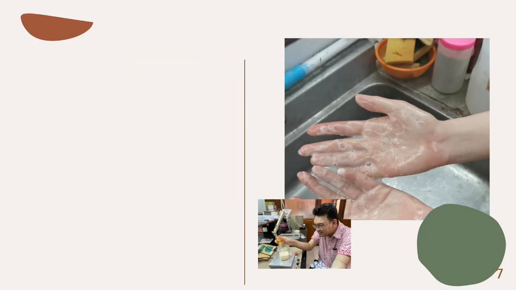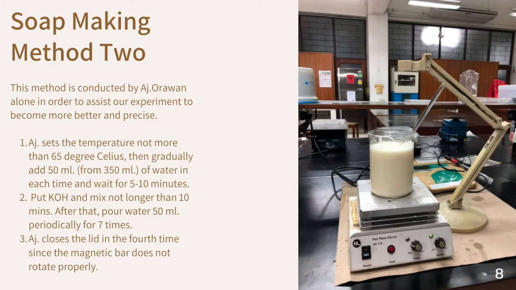The second method of this project is conducted by Ajahn Olawan in order to assist us in our experiment. So for the first step, Ajahn sets the temperature to be below 65 degrees Celsius at all times, and then gradually adds 50 milliliters of water over a period of 5 to 10 minutes. And this process will happen 7 times.